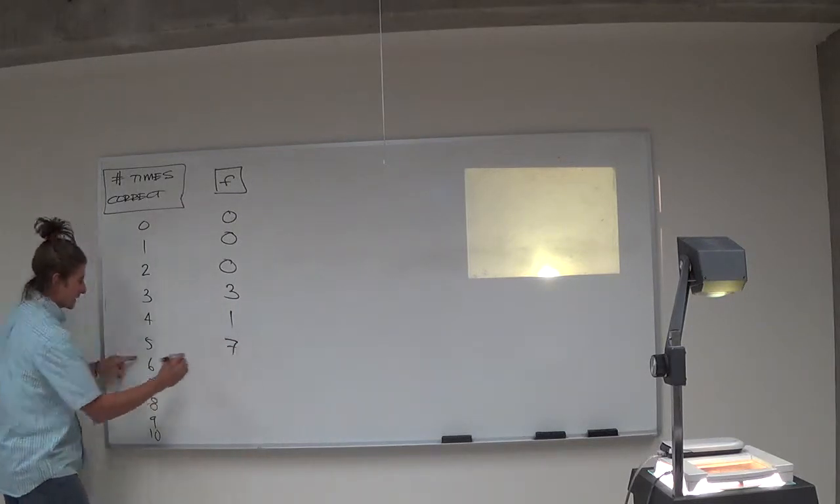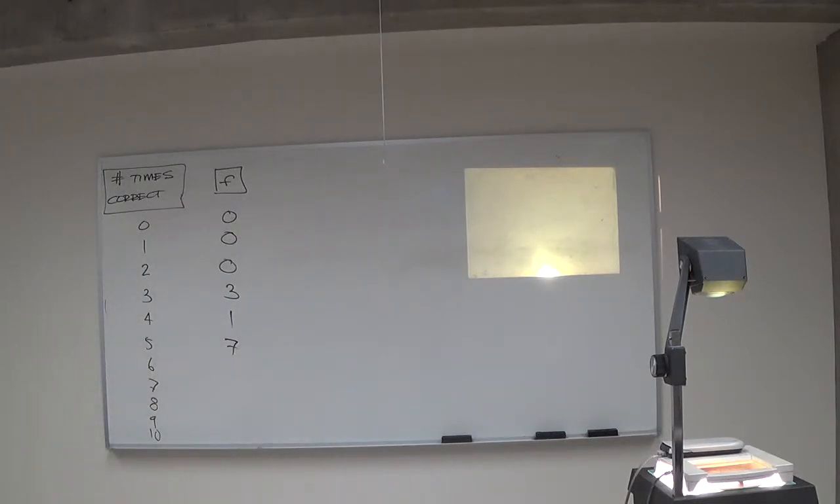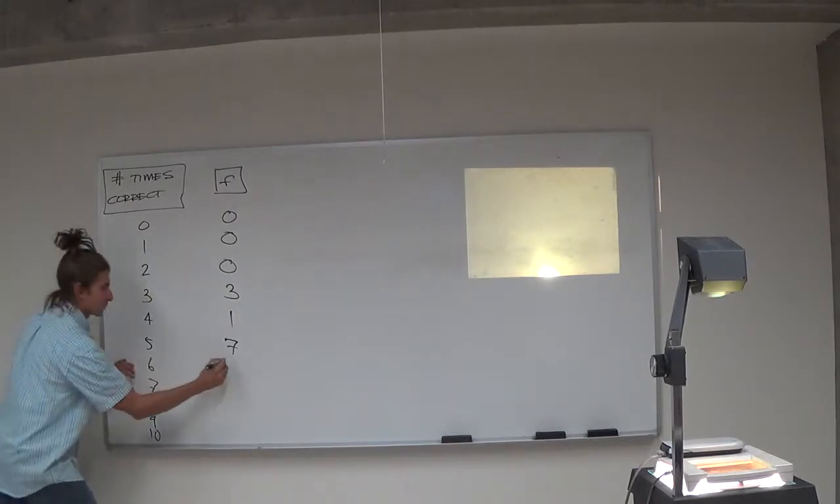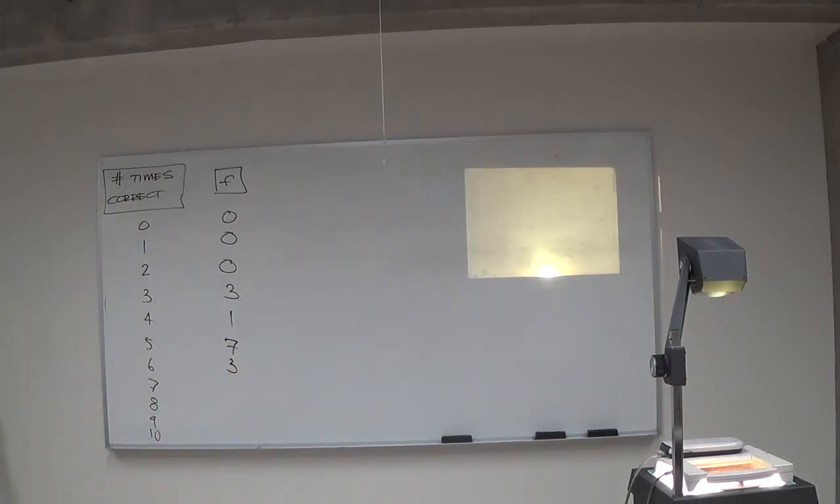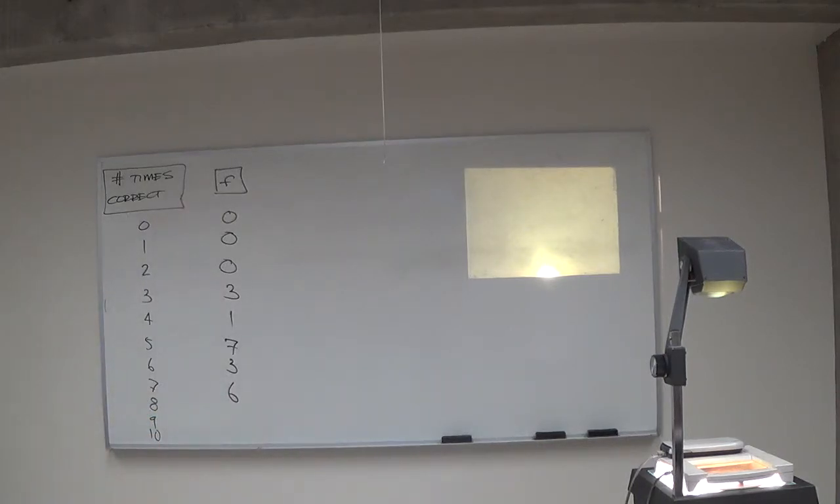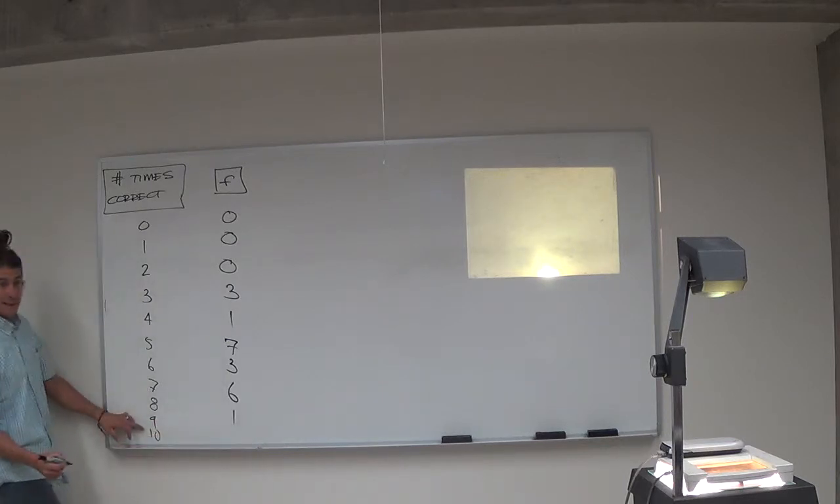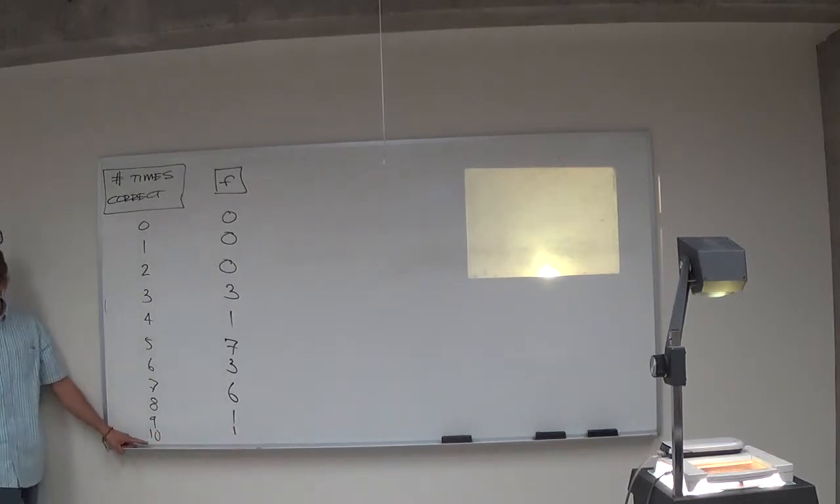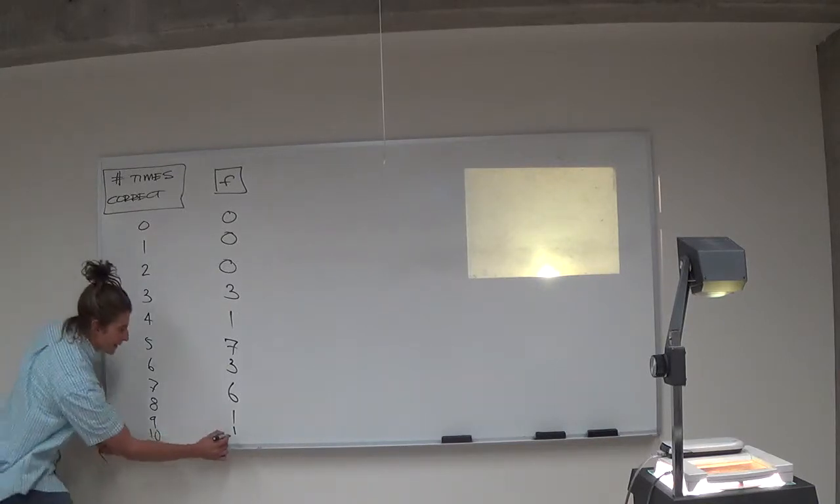Beautiful. 6 out of 10 correct. That's 1, 2, 3, 4. No, they did it again. 1, 2, 3. There we go. 7 out of 10 correct. 1, 2, 3, 4, 5, 6. 8 out of 10 correct. 1. Chloe. 9 out of 10 correct. That was Michael and Will, it looks like. And 10 out of 10 correct. Nobody went 10 for 10, I should say.